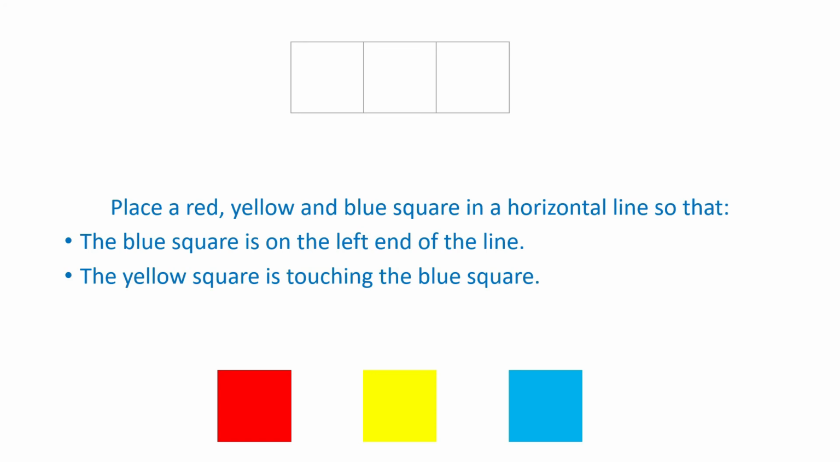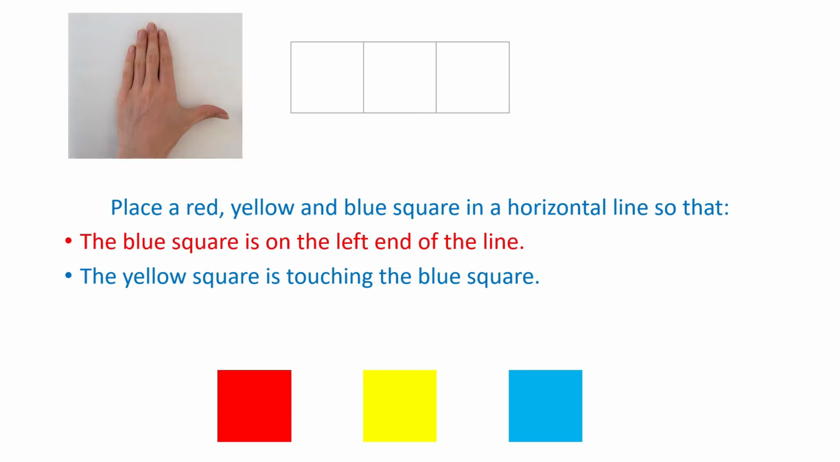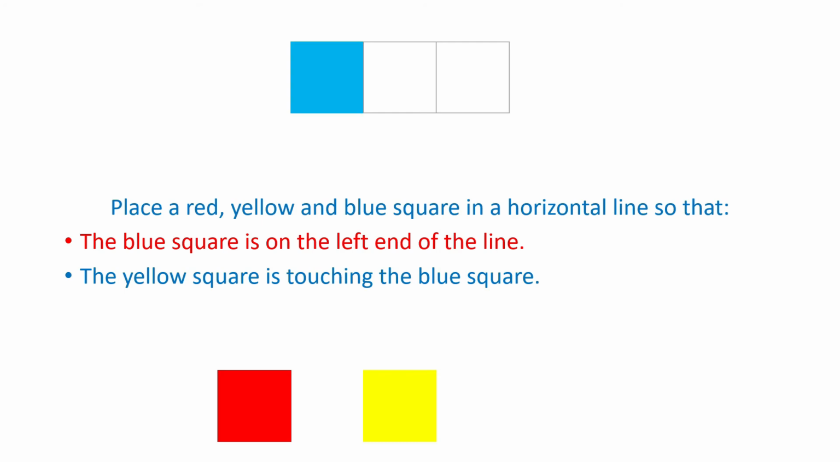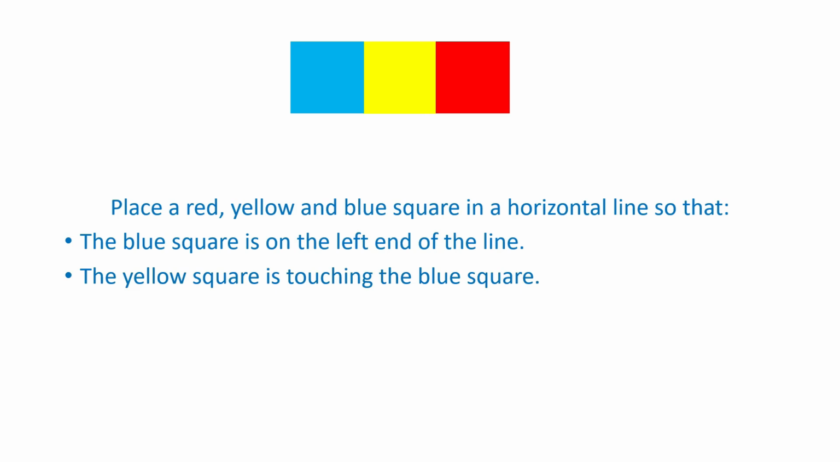The blue square is on the left end of the line and the yellow square is touching the blue square. If the blue square is on the left end of the line, remembering which way is left, we can just place the blue on the line there. The yellow square is touching the blue square, so therefore we can put the yellow square so that it's touching the blue, which means our red goes in the last position. So that's the answer to our question.